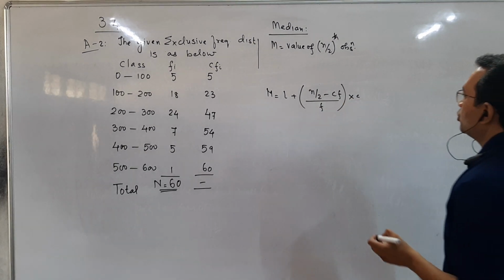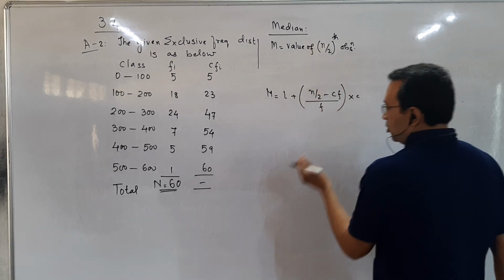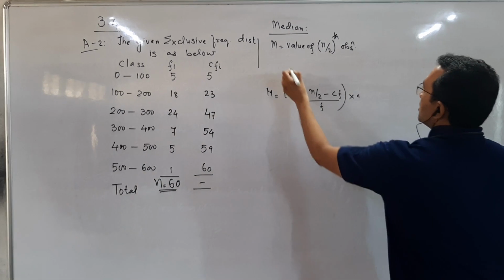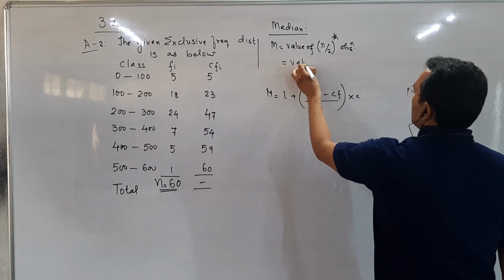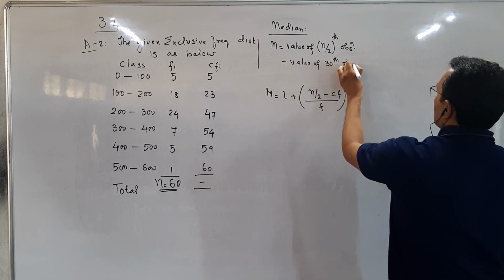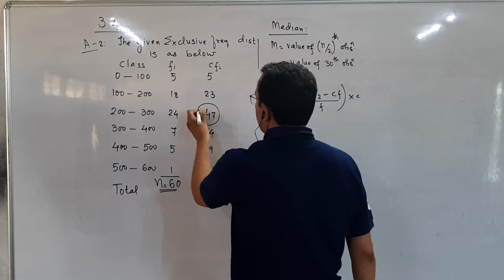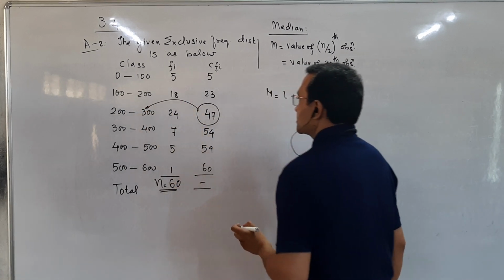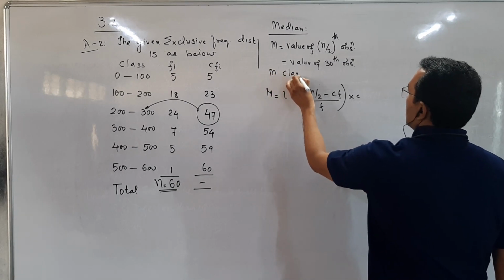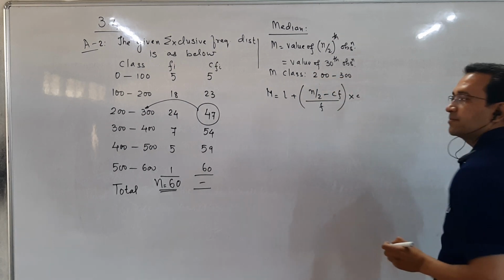Now n by 2, that is 60 by 2. Okay, here I write small n. No problem, students, but understand the same. So this is equal to the value of the 60 by 2, so the value of the 30th observation, which is covered in 47, corresponding class is 200 to 300. So the median class is 200 to 300.